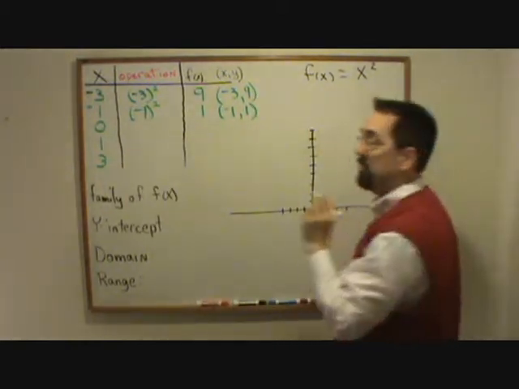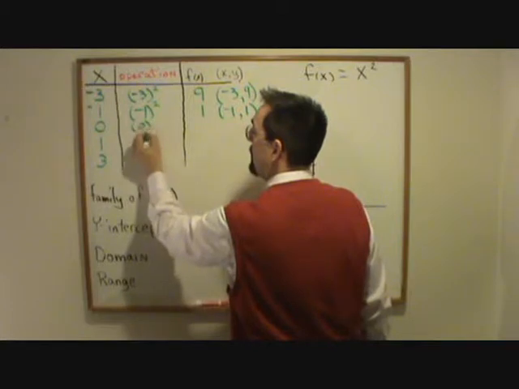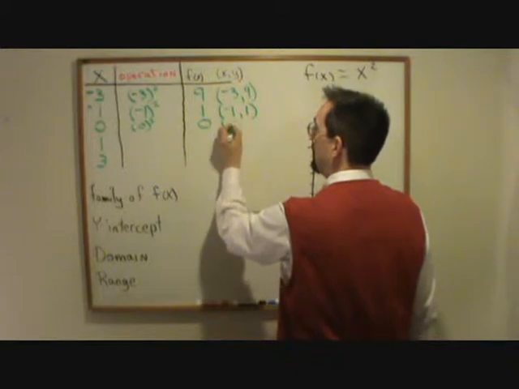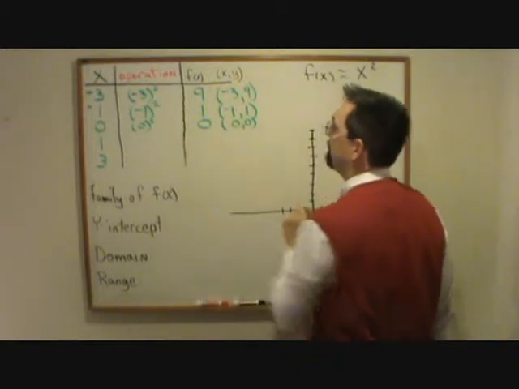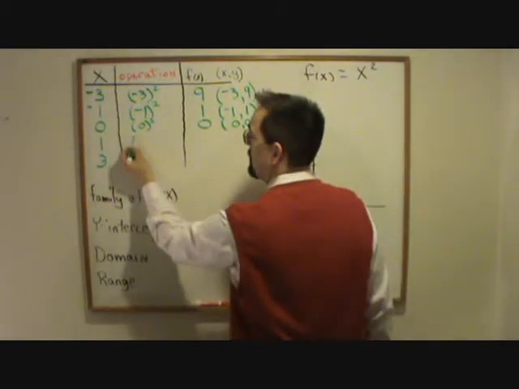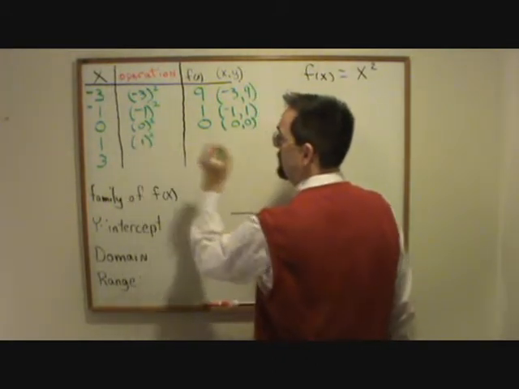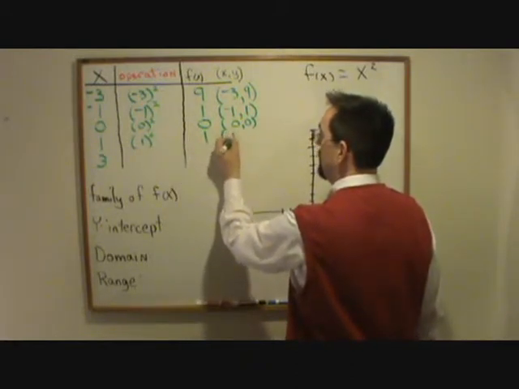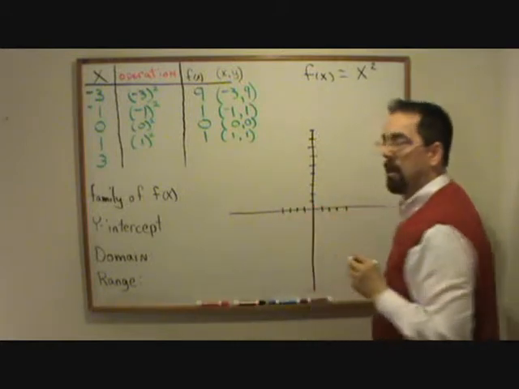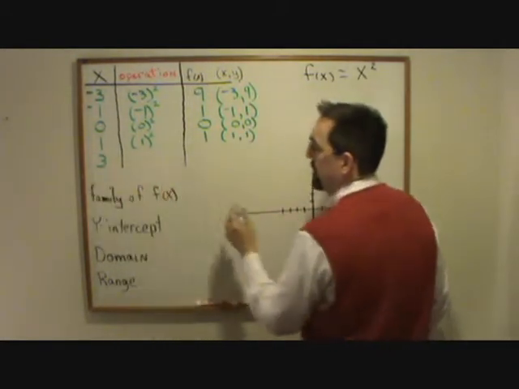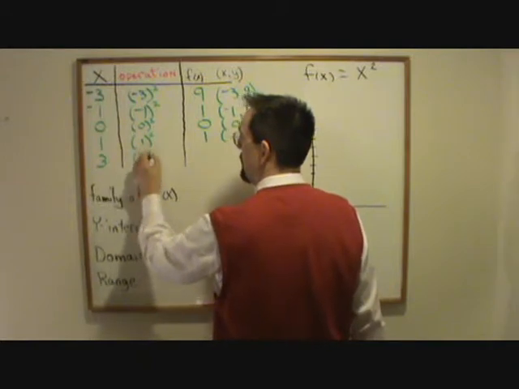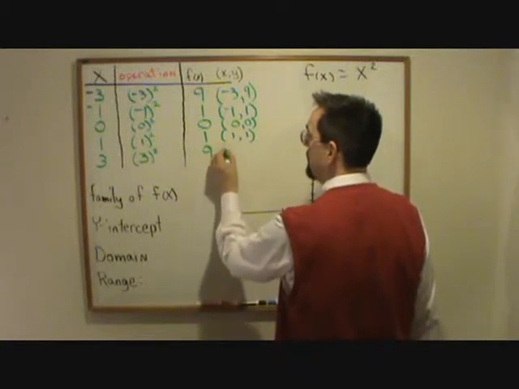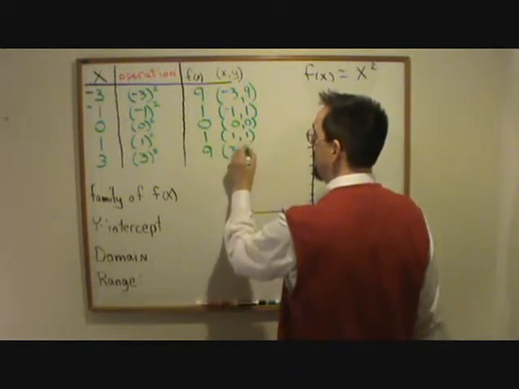0. Let's plug a 0 in for x. 0 times 0 is 0. 0, comma 0. Our fourth point, 1 squared, raised to the second power. 1 times 1 gives us 1. Our fifth point, 3. 3 raised to the second power, or 3 squared, gives us 9. So we have 3, comma 9.